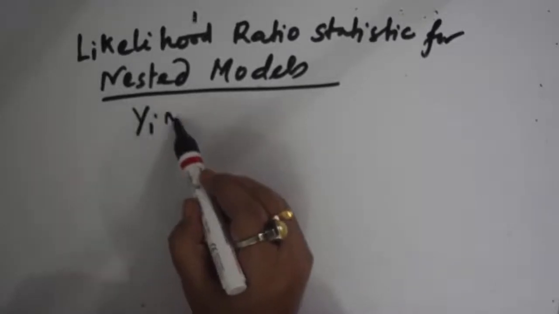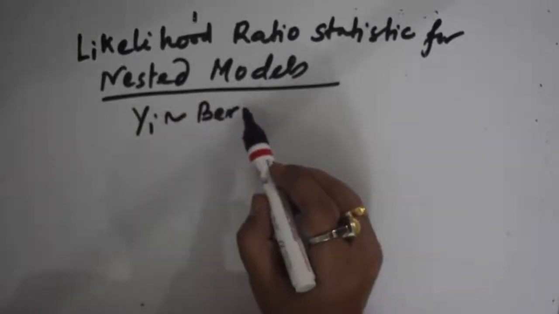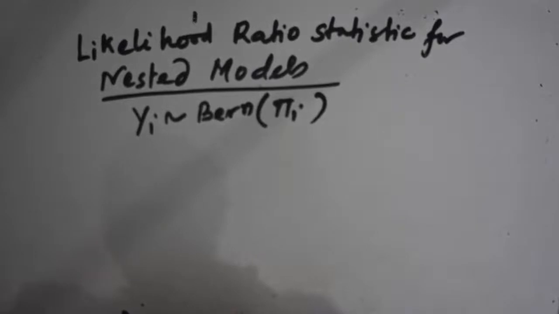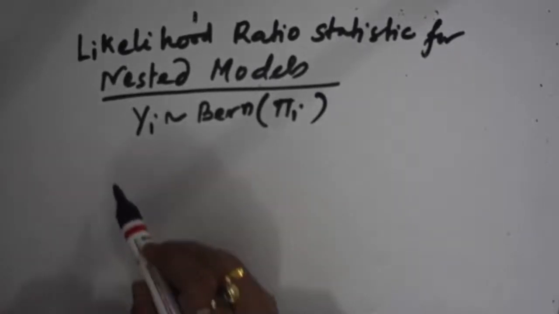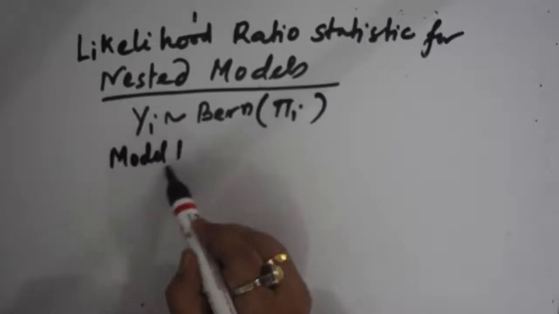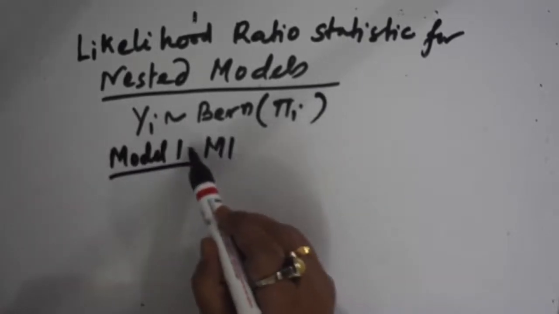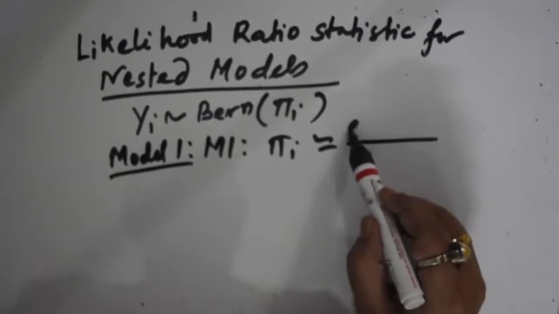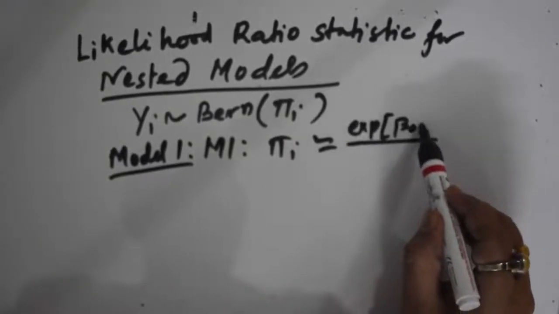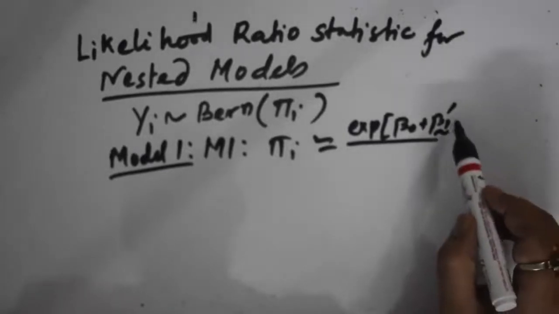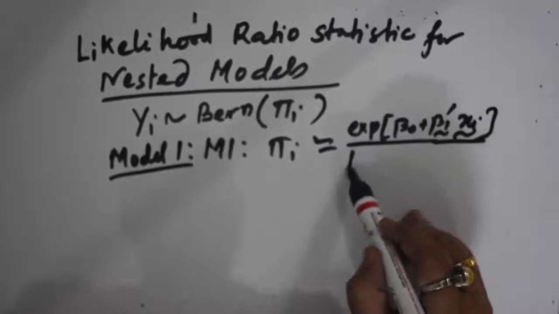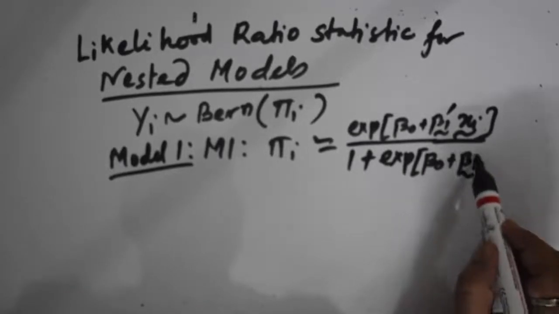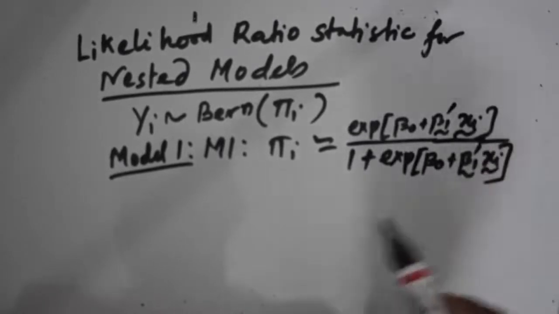Suppose yi follows Bernoulli(pi i). Then model 1, or simply denote it M1, that is pi i equal to e to the power beta naught plus beta 1 tilde prime xi tilde, divided by 1 plus exp of beta naught plus beta 1 tilde prime xi tilde.